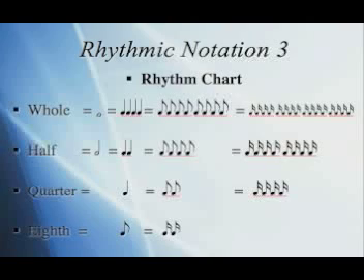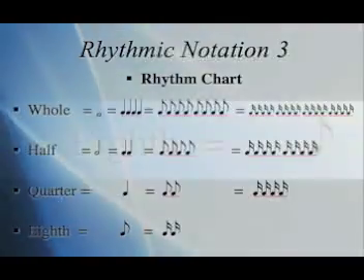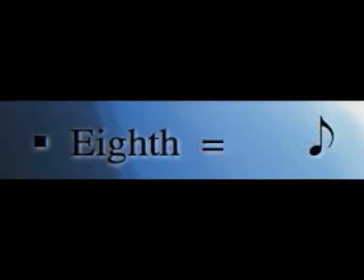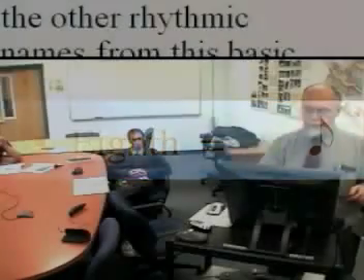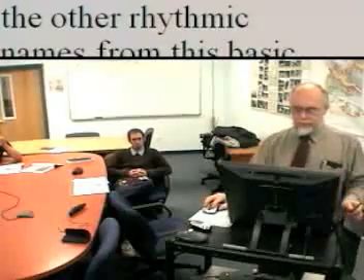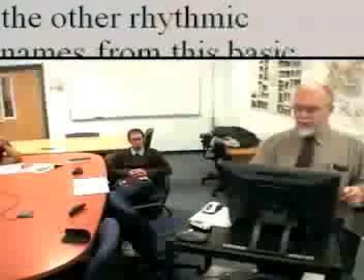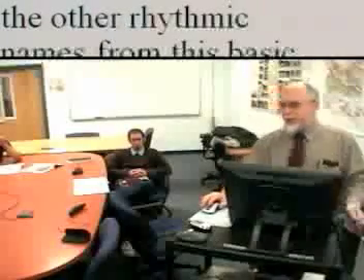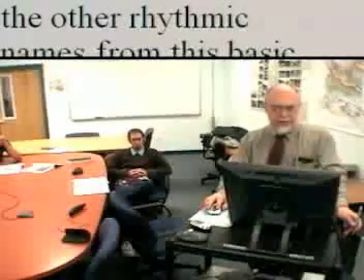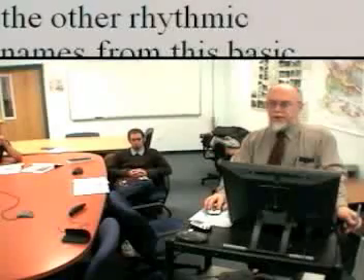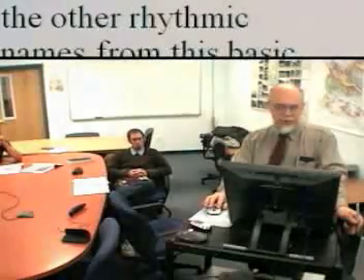Now multiply 1 times 2, and you get a half. Multiply 2 times 2, and you get a quarter. Multiply 4 times 2, you get an eighth. This is what an eighth looks like. Multiply 8 times 2, you get a 16th. All the rhythmic divisions are basically multiples of 2. You can get groups of 3 too, but mostly the rhythms are multiples of 2.